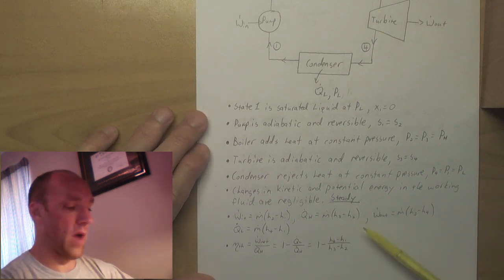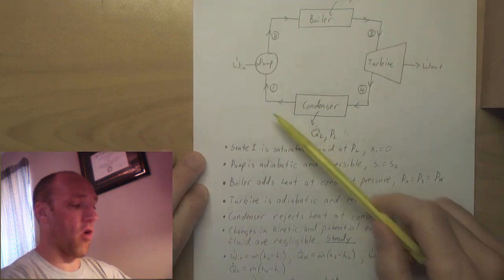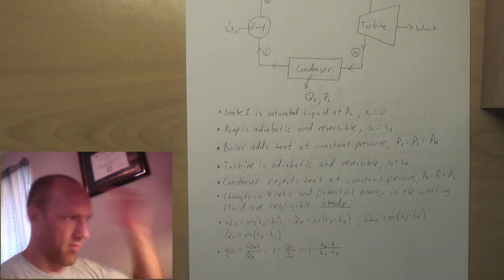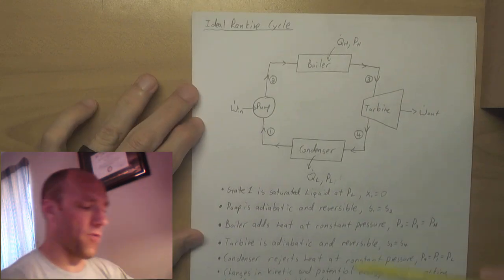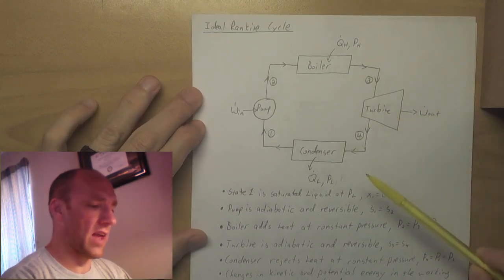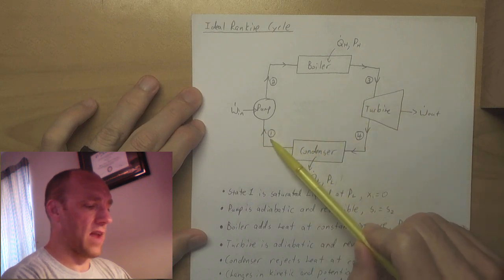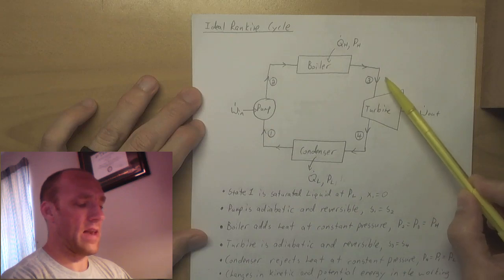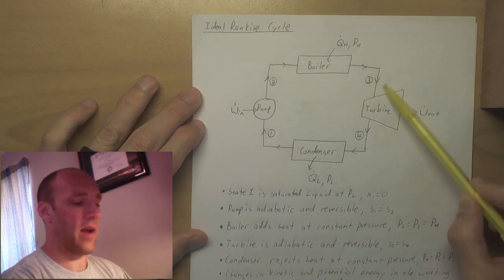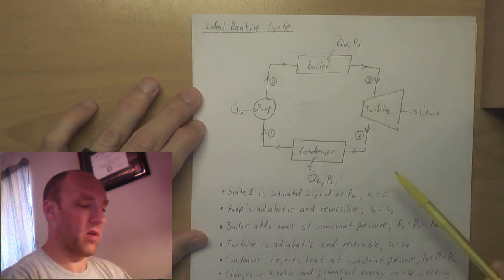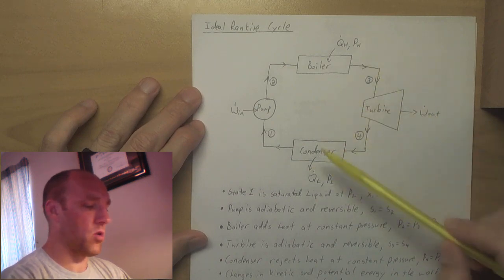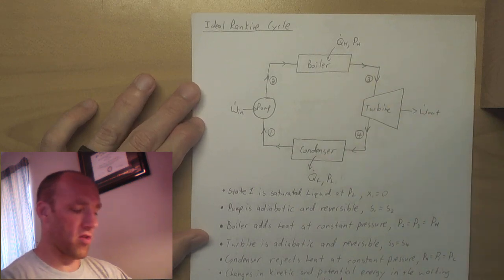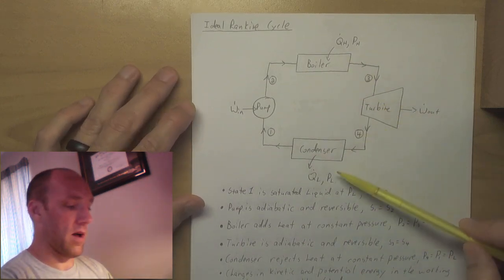Okay, so if I can solve for the four states, I know everything about the system. And to solve for the four states, all I really need are the two pressures indicated. I understand that this point is going to be at quality of 0, and then I need one other piece of information. So I need one, two, I need three numbers to specify all this stuff. You follow what I'm saying?